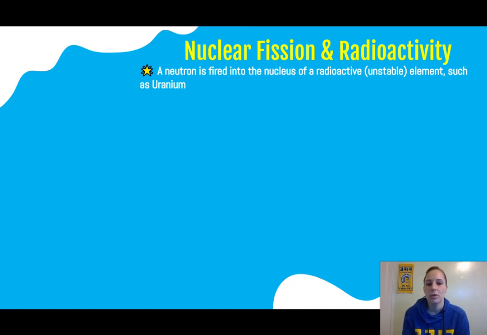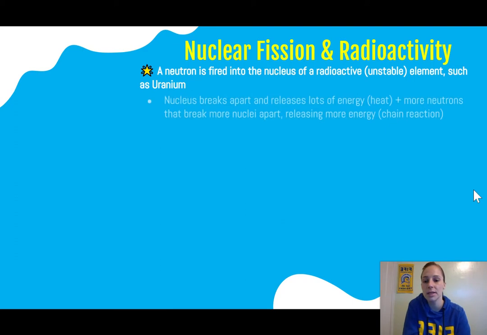The process for generating electricity through nuclear power is very similar to what we see with fossil fuels, where essentially you are creating heat that makes steam, which causes a turbine to move, etc. Except instead of combustion of fossil fuels, we're using nuclear fission. This is when you have a neutron fired into the nucleus of a radioactive element. Radioactive means it's unstable, such as uranium. Uranium is the main one that we use in this process.